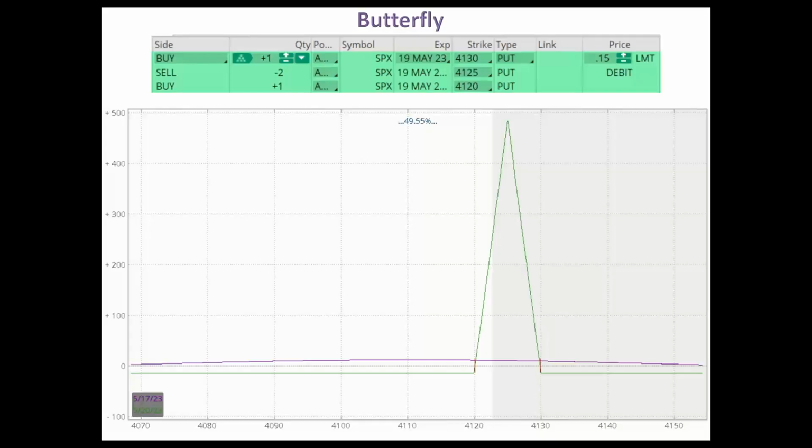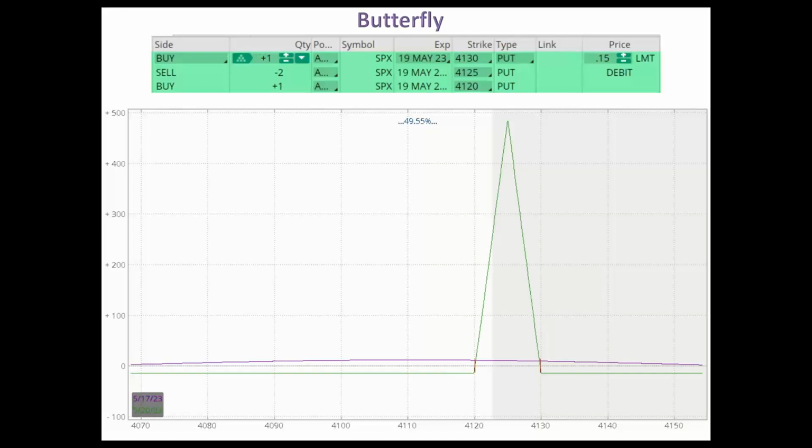Would you want to pay 15 cents for this butterfly? Given what you know about the SPX, how much it moves, and the likelihood that we're going to close anywhere near the 25 strike 2 days from now, the odds are very slim. I'm probably just throwing away 15 cents. Wouldn't you agree?